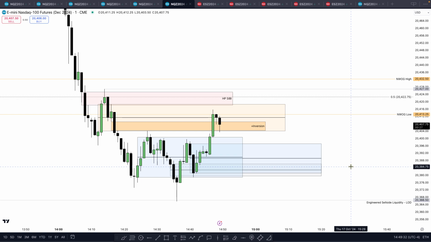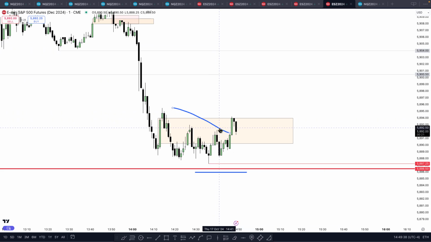So 30 seconds till the macro, we see what we get. Just checking on S&P real quick. Running these highs. So again, kind of building a range here ahead of the macro.